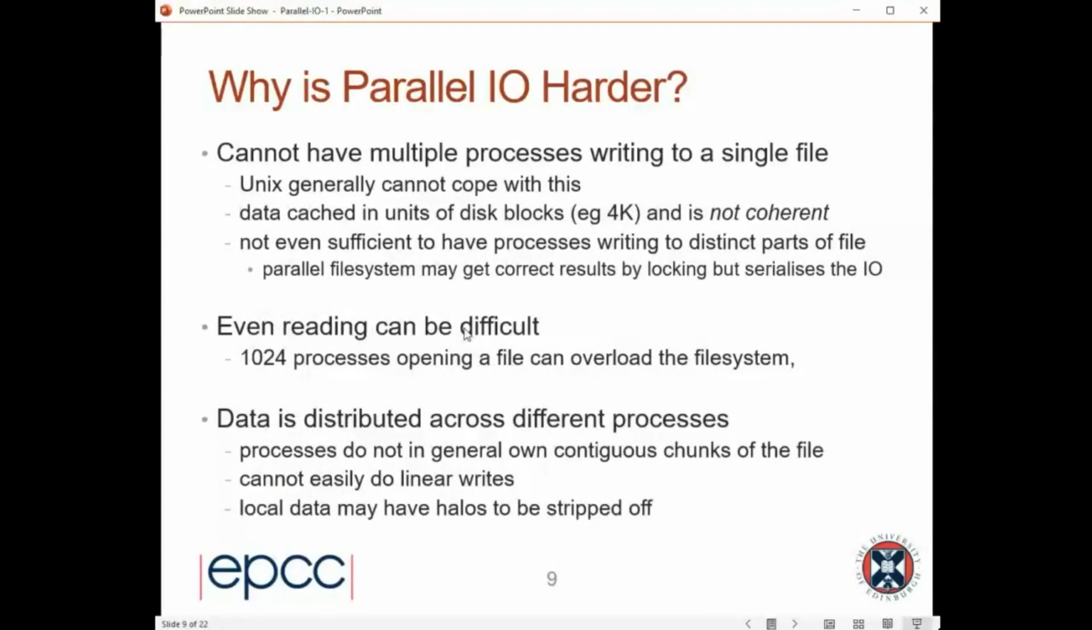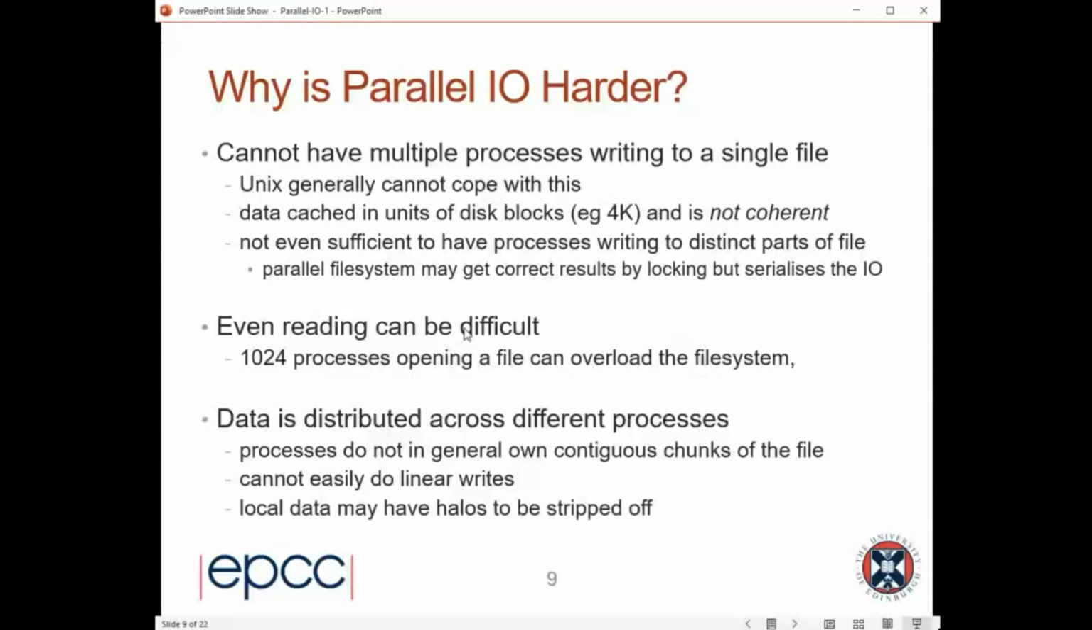Even reading can be difficult. You can say, well, surely each process reading its own section of the file is going to be fine. Well, if you run a program on 1,000 processes and open a file from 1,000 processes, the file system sees 1,000 clients opening the file, and that's going to overload the file system. File systems weren't written to have thousands and thousands of processes reading or writing to the same file at the same time. We'll see later that this can overload the file system.